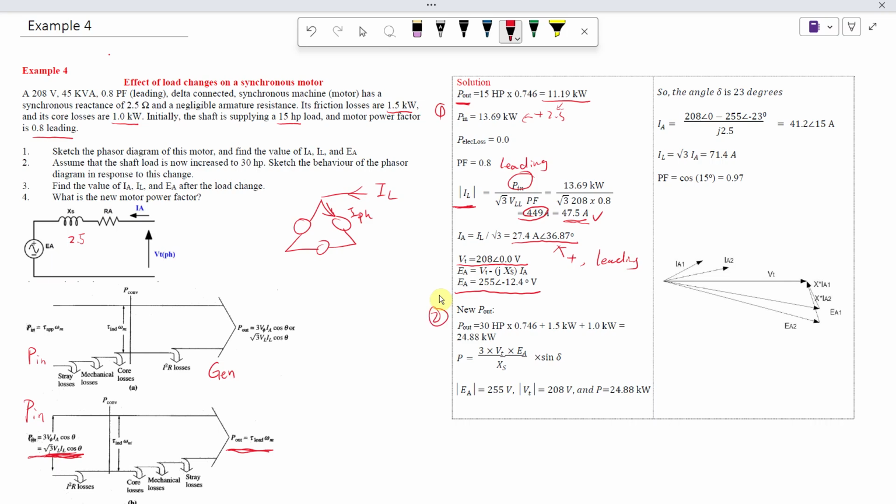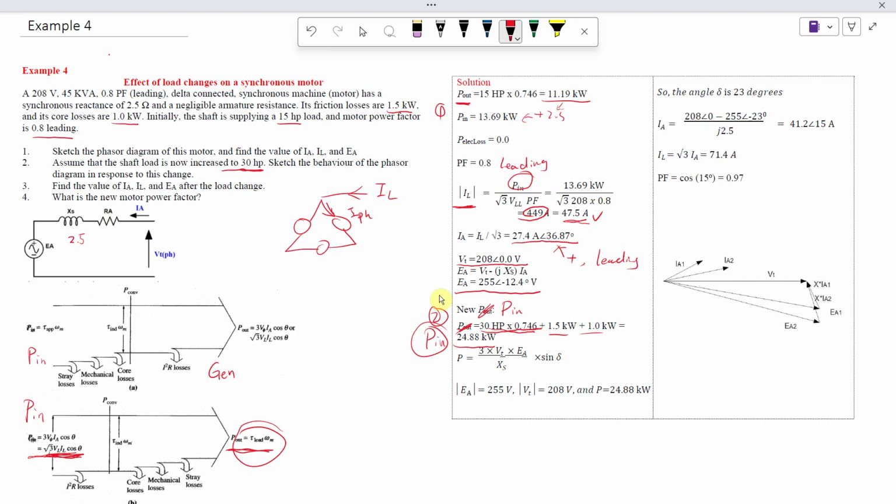In part 2, we are changing the load. The shaft load is now increased to 30 horsepower. Actually, this part is wrong. This is the new input power. The new input power equals the shaft power, that's the mechanical output power, plus the losses. And that's the new input power.